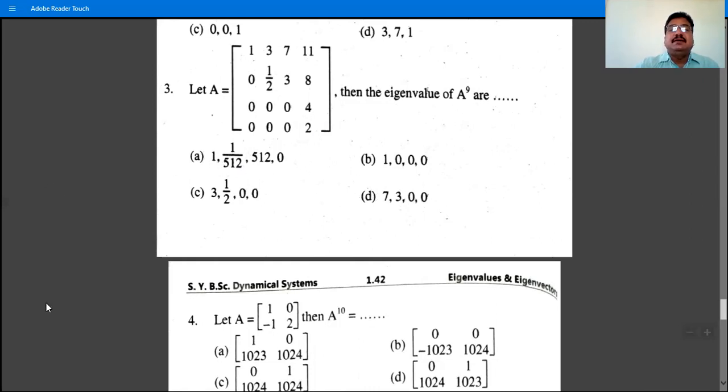So the eigenvalues of A are 1, 1 half, 0, 2. And so what are the eigenvalues of A raised to 9? 1 raised to 9 is 1. 1 by 2 raised to 9 means 1 by 512. 0 raised to 9 means 0. And 2 raised to 9 means 512. So this is the correct answer.